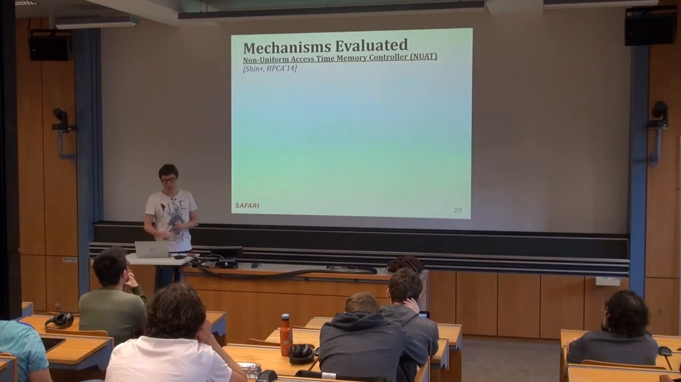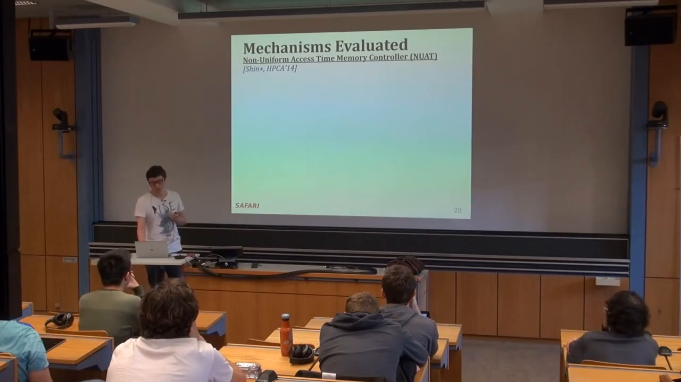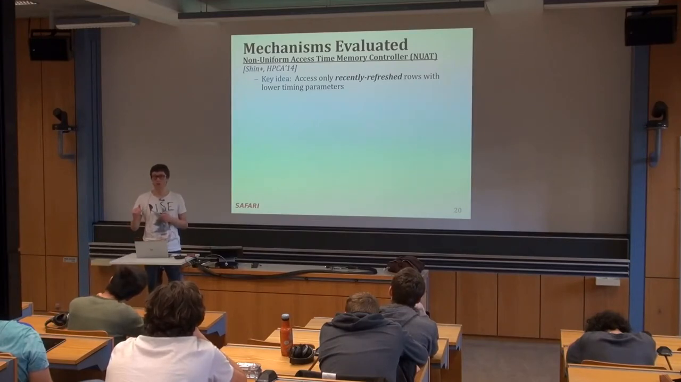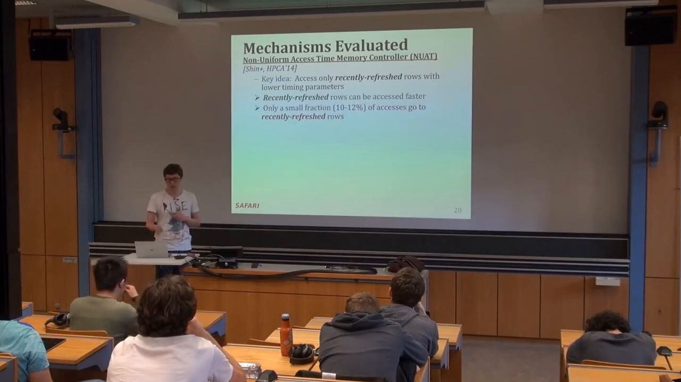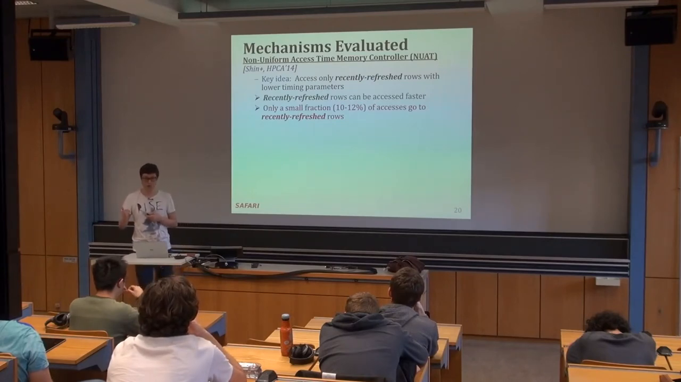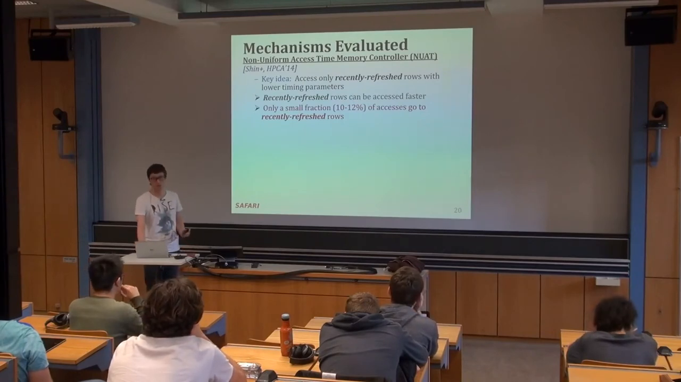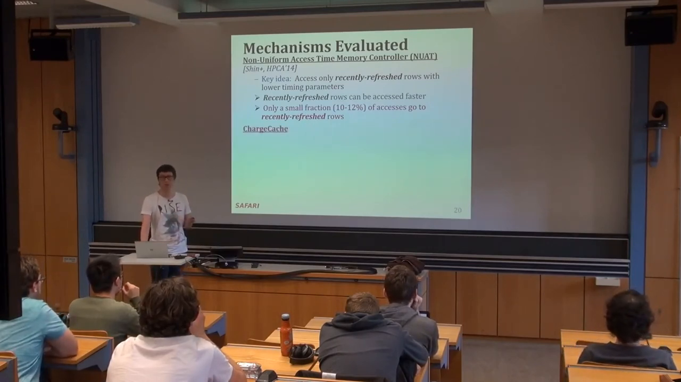Okay, so we compare ChargeCache to a previously proposed work, which is kind of similar, but it only exploits the refresh operations as a source for creating those highly charged rows, right? So this mechanism only tracks those refreshes to know that a row is highly charged. And we find that this covers a very small fraction of the total available highly charged rows. This fraction is about 10 to 12%. So it's not a very good idea to just make use of refreshes, because most of the benefits come from the accesses.